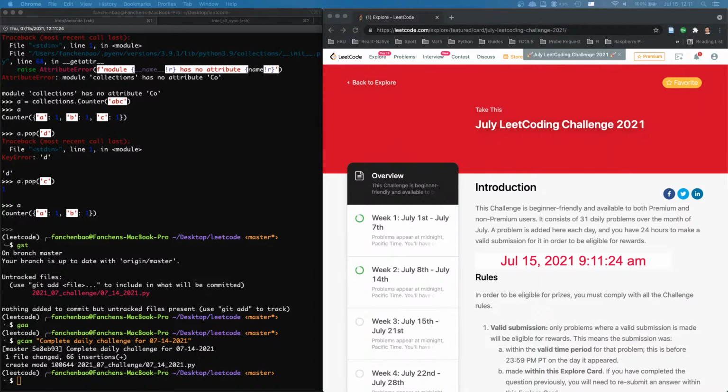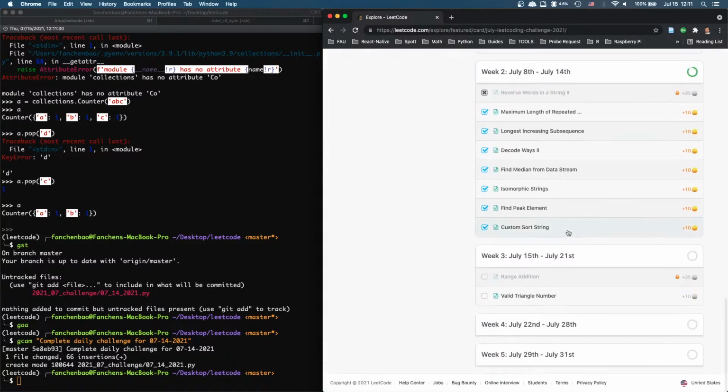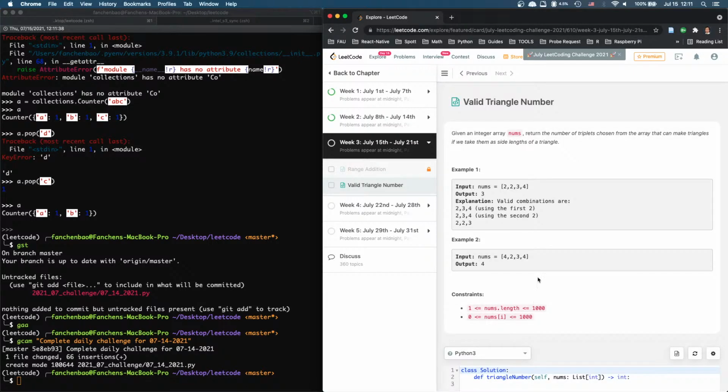Alright, let's take a look what we have today. Valid triangle number. That sounds familiar, not because I've done it here. I think I might have done it in the Project Euler. That was a long time ago.